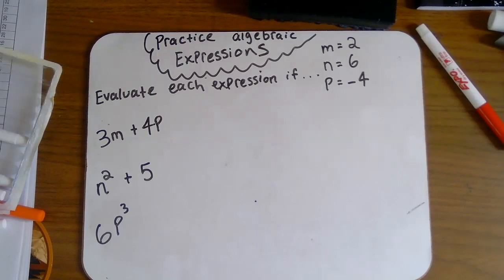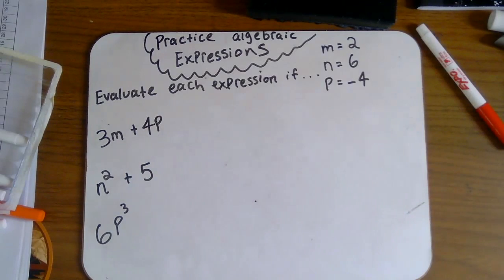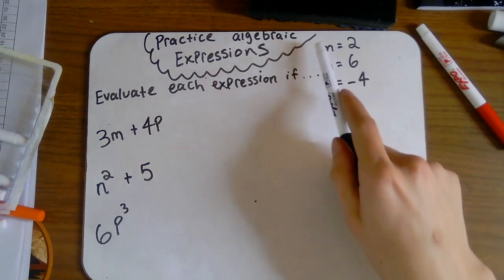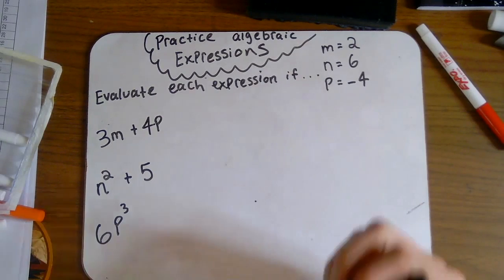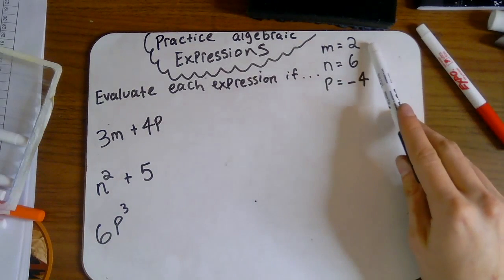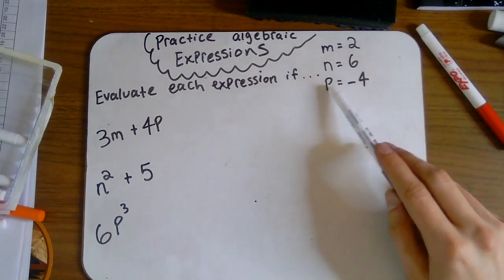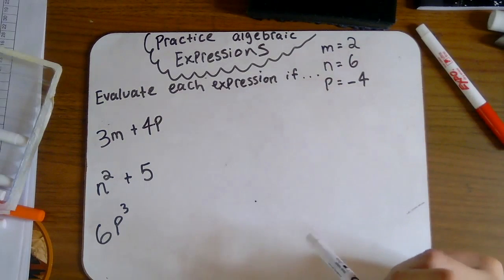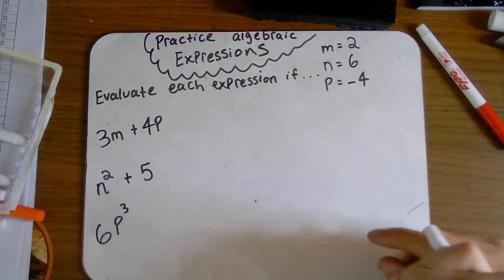So now that we did a couple of examples together, go ahead and pause the video and see if you can evaluate each of these 3 expressions if I give you the amount for those unknowns, those variables. So instead of m, we're going to say that's 2. Instead of n, we're going to say that's 6. And then instead of p, we're going to say that's negative 4. So go ahead and try plugging those in and simplifying those expressions.